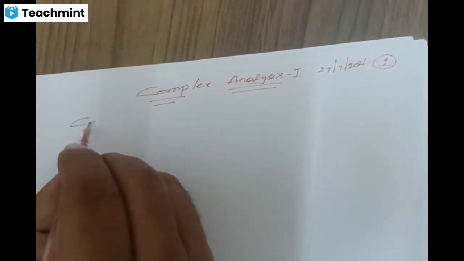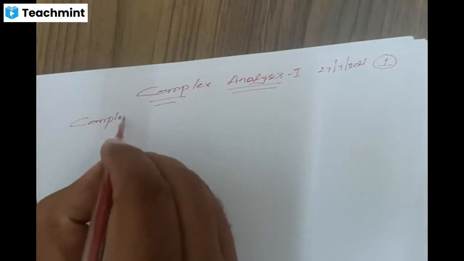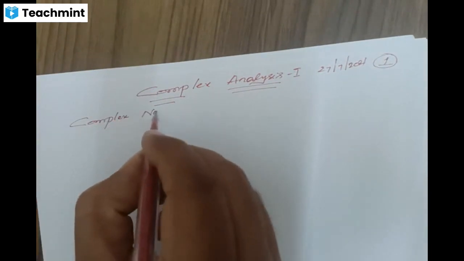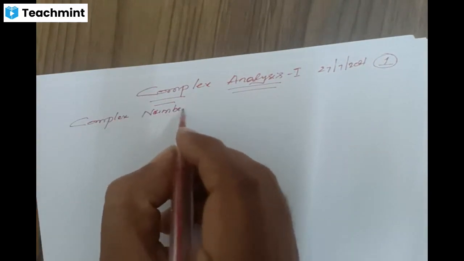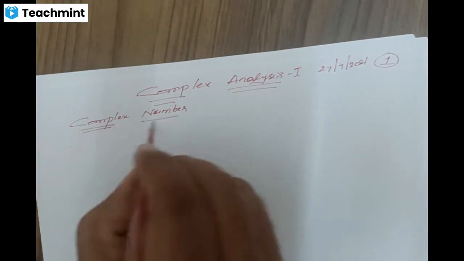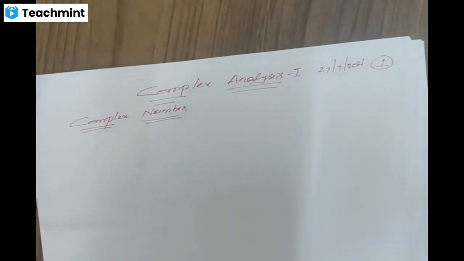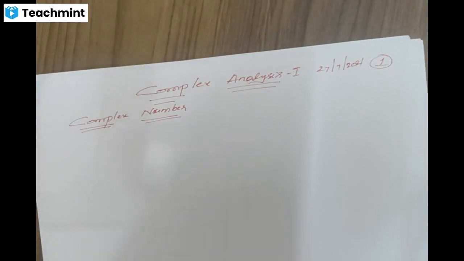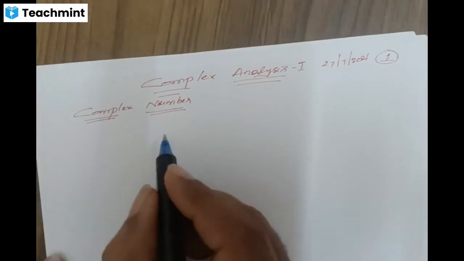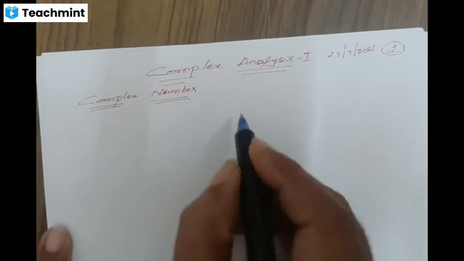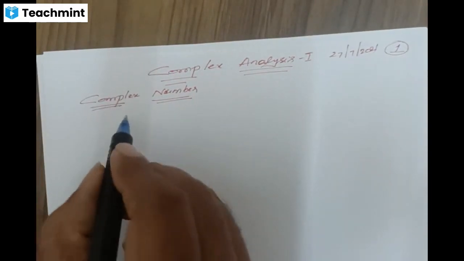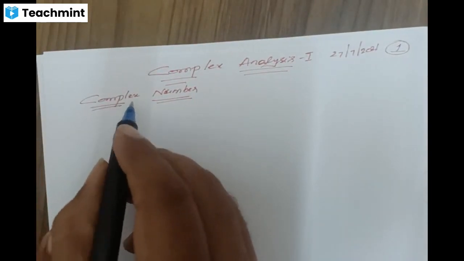The first heading, I think you know, is complex number. So what is a complex number? It is in the form x plus iy, where x and y are real numbers, and i is the value of root of minus 1. x is the real part and y is the imaginary part. The complex number we can express either as x plus iy or as a plus ib.